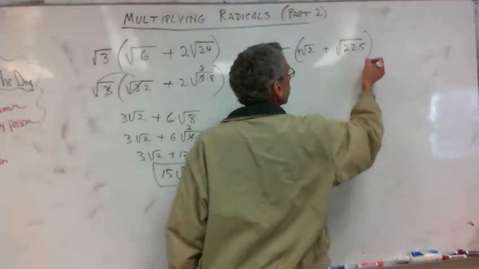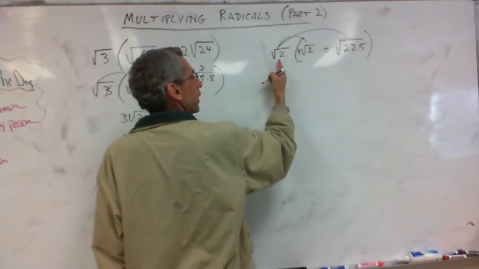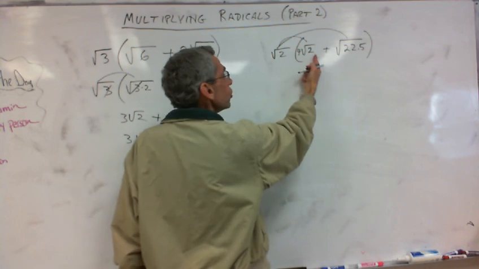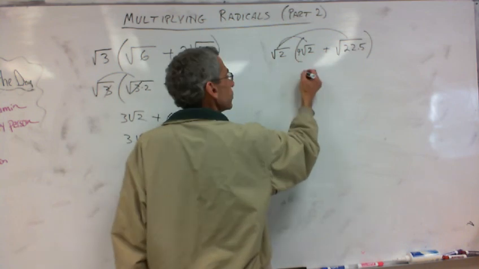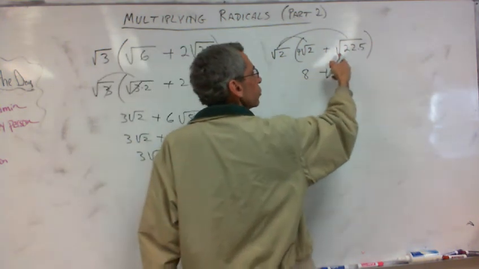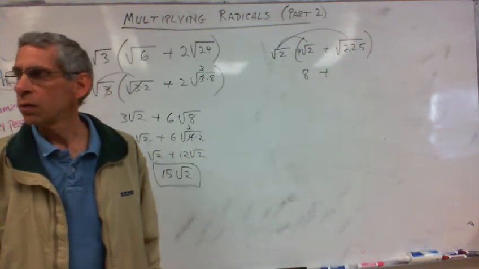Okay, so we're going to use the distributive property, right? So what is this going to be? Square root of 2 times square root of 2 is? 2. 2 times 4 is? 8. So now we've got that one all done. Plus, what's the square root of 2 times the square root of 22.5?